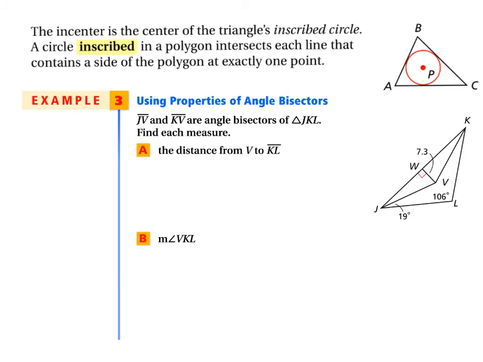Let's look at example 3. Segment JV and segment KV are angle bisectors of triangle JKL. So what I would do is I would actually mark them in the picture. We know they're angle bisectors.